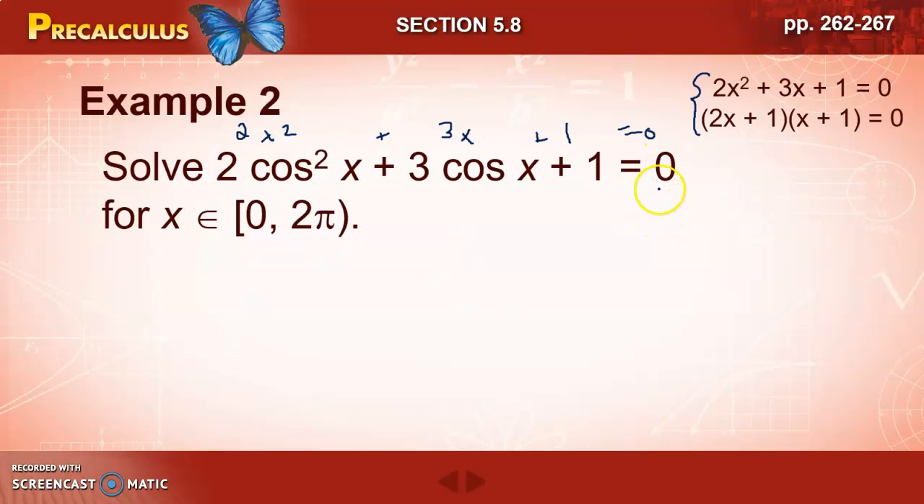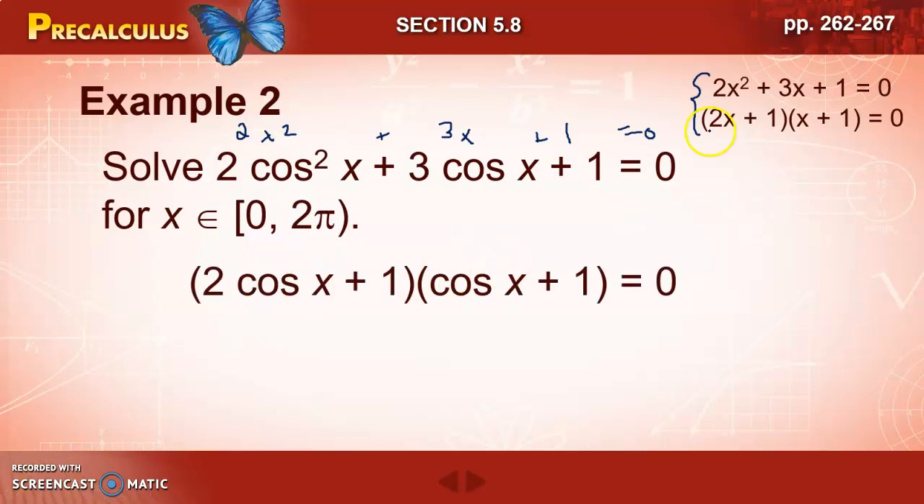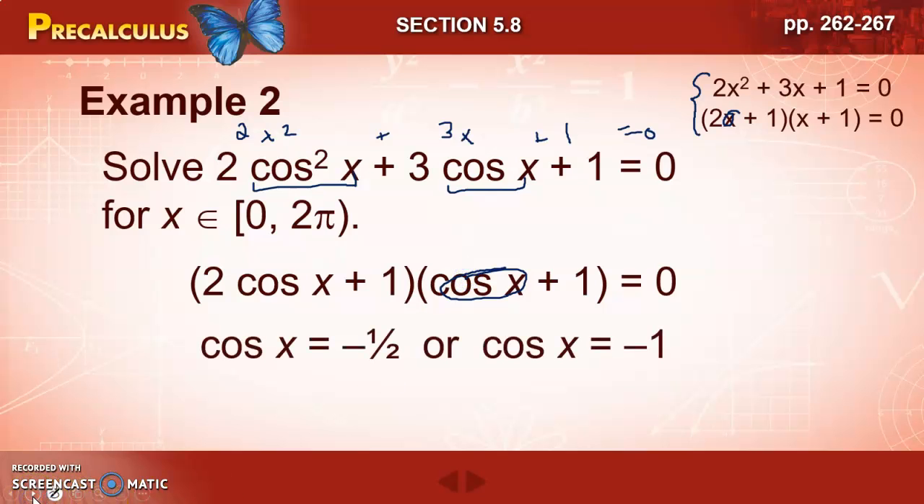Well, we're going to do exactly the same thing. We're going to go ahead and factor that, and when we do, instead of 2x plus 1 times x plus 1, we're getting 2 cosine x plus 1 times cosine x plus 1. So it's like we've just substituted cosine x for our x here. We'll then take each of those factors and set them equal to 0. And when we do that, we get cosine x equals negative 1/2, or cosine x equals negative 1.